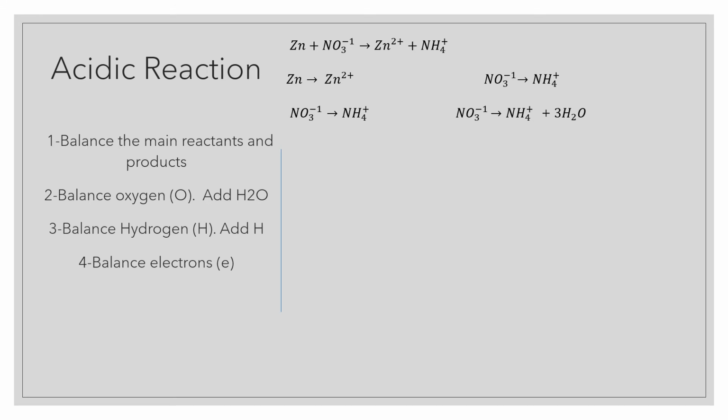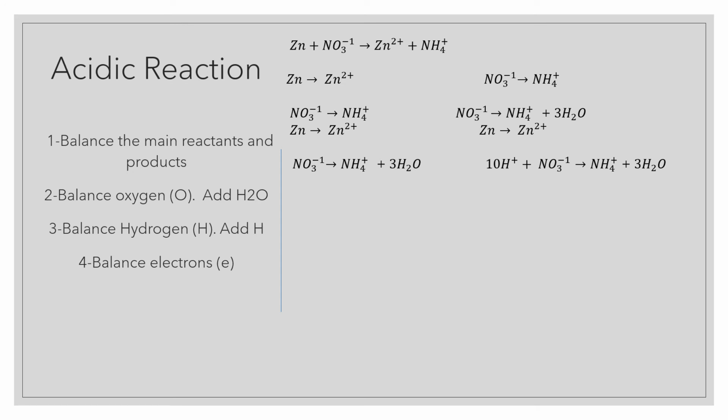For balancing the oxygen in the nitrate half reaction, we're just going to add 3 molecules of water to the product side, and then we have 3 oxygen on the reactant side. So the oxygen is balanced now, and zinc will stay the same because it doesn't have any oxygen to balance. The next one is balancing the hydrogen.